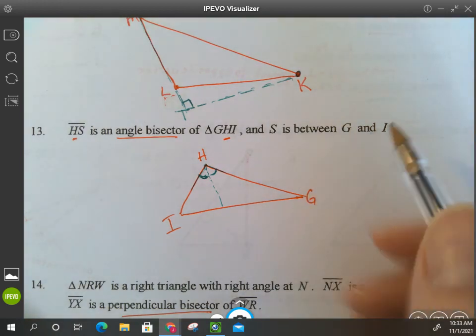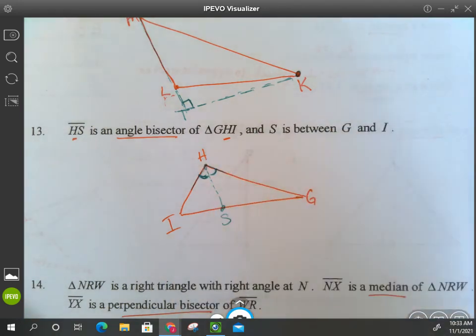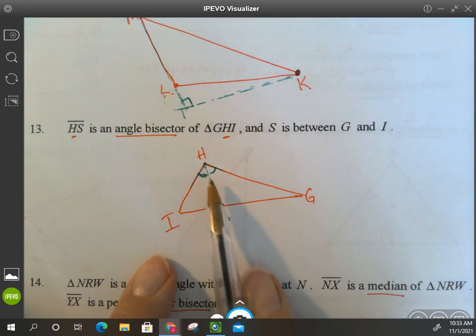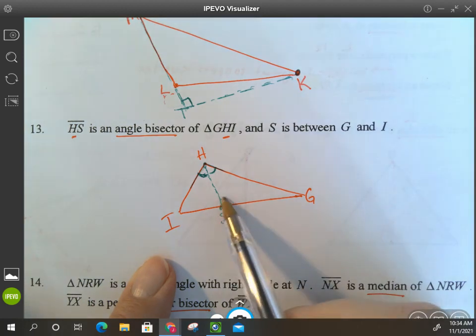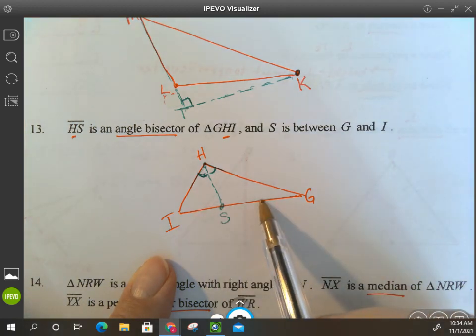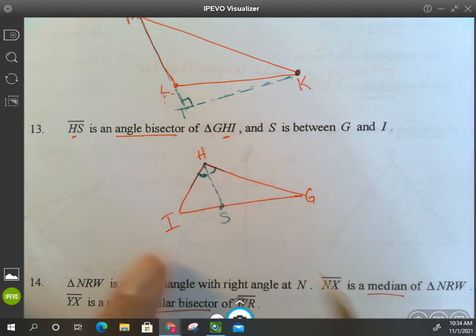And it says that S is between G and I. And that makes sense. So an angle bisector splits an angle in half. That's all I know, guys. I don't know what kind of angle this is. I don't know that these are congruent. That's all I know is that these angles are equal.